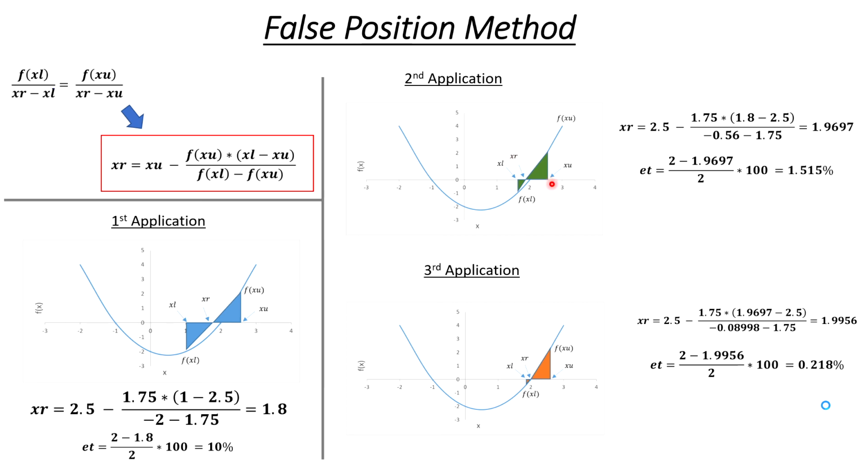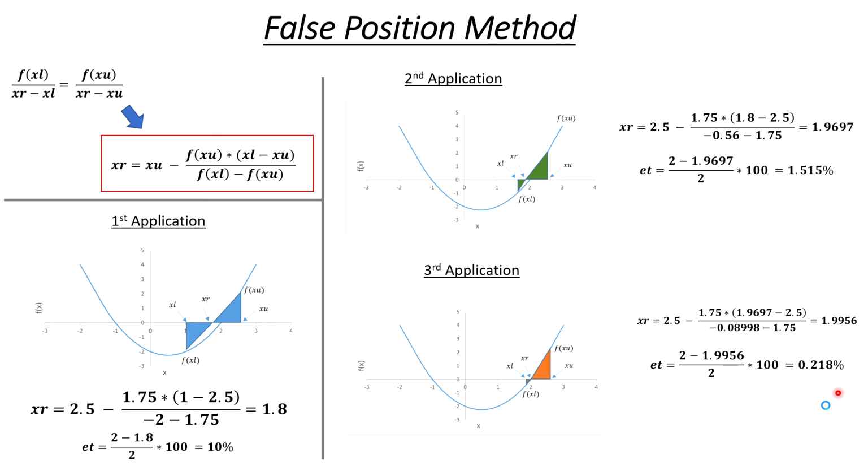The second application, 1.515%, is still superior, and with the third it turned out to be 0.218%. So it's a very, very simple technique. It's a very powerful technique, and you can see that it converges in just 3 applications to an estimation that is very, very accurate.